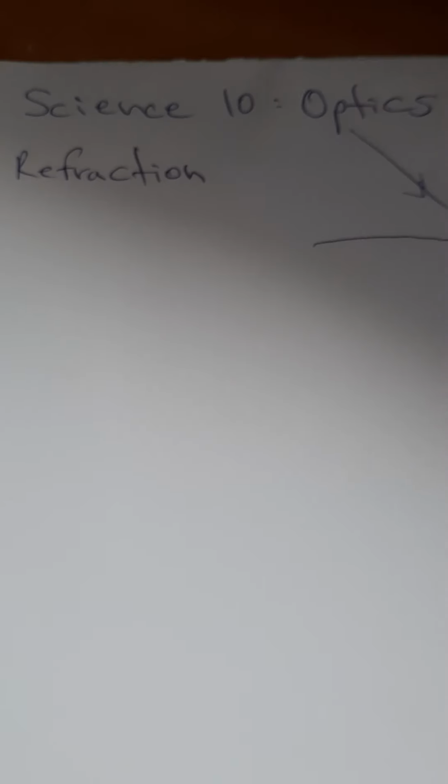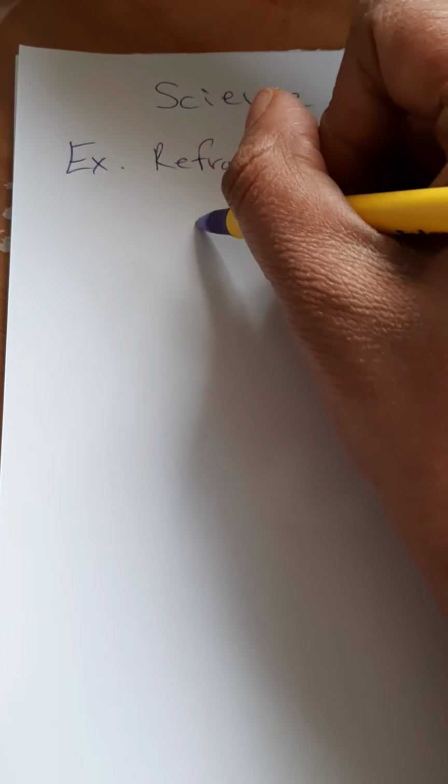So here we are. What we're looking at today is refraction. The term refraction just means that the ray of light is bending as it goes from one medium to another. This is just like when you put a pencil into a beaker or a glass of water. You'll notice that it looks like the pencil is broken, but it's not.